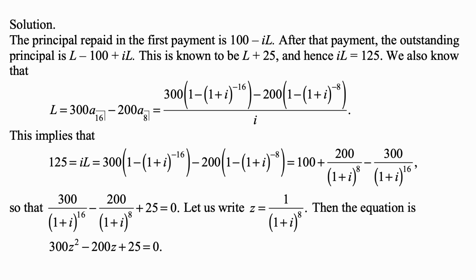So iL, which is 125, we just established that, is equal to 300 times (1 minus (1 plus i) to the negative 16th) minus 200 times (1 minus (1 plus i) to the negative 8th). And that's equal to simply 100 plus 200 over (1 plus i) to the 8th minus 300 over (1 plus i) to the 16th. So that 300 over (1 plus i) to the 16th minus 200 over (1 plus i) to the 8th plus 25 is equal to 0. Let's write z to be 1 over (1 plus i) to the 8th. Then the equation that we have becomes 300z squared minus 200z plus 25 equals 0.